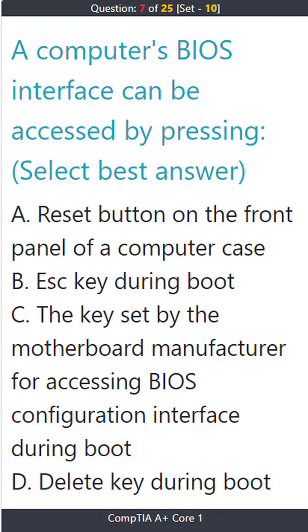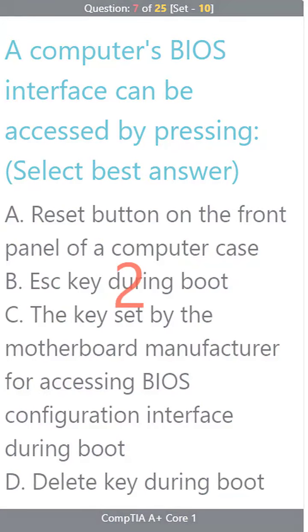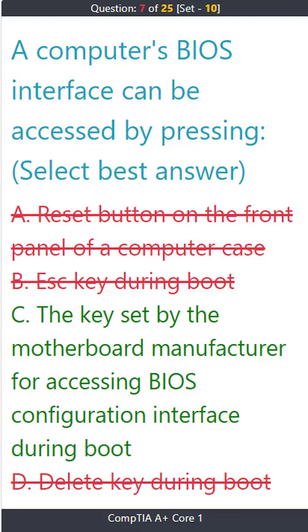Question 7. A computer's BIOS interface can be accessed by pressing, select best answer. A. reset button on the front panel of a computer case, B. ESC key during boot, C. the key set by the motherboard manufacturer for accessing BIOS configuration interface during boot, D. delete key during boot. The correct answer is C. the key set by the motherboard manufacturer for accessing BIOS configuration interface during boot.